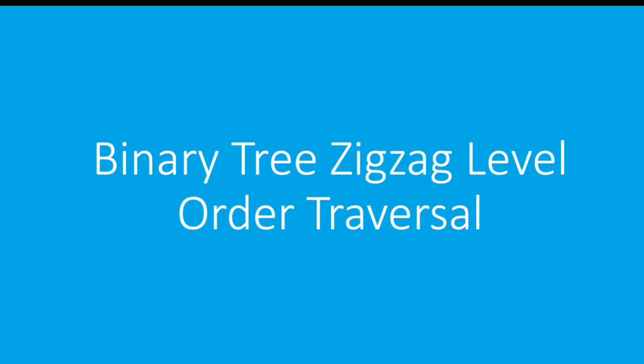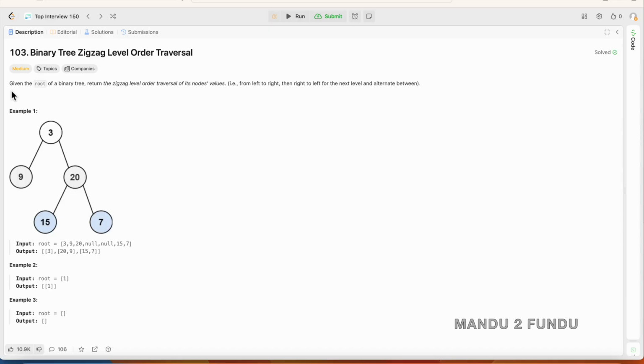In this video, I'm going to discuss the solution for doing zigzag level order traversal on a binary tree. Let's look at the problem description. We are given the root of a binary tree and we have to return the zigzag level order traversal of its nodes' values. We have to go left to right, right to left, left to right. So if you see here, 3, 20, 9 and 15, 7.